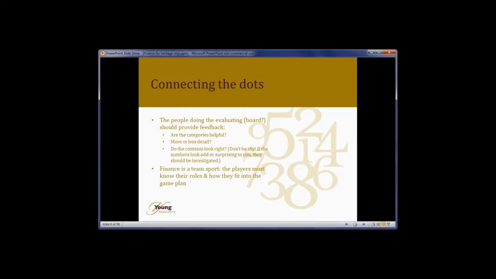So, concluding comment there, finance is a team sport. Everybody has to know what their role is on the team and actually pursue that role and jump in and make your contribution to the finances of the organization.